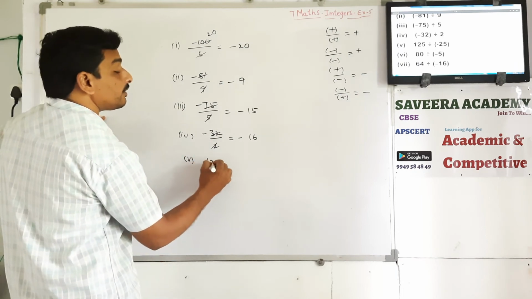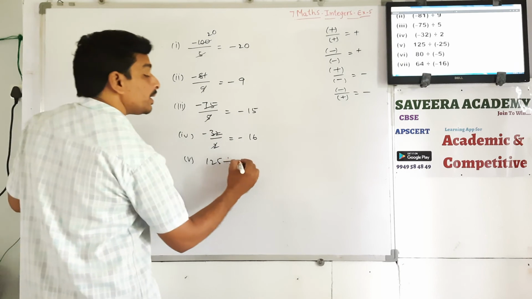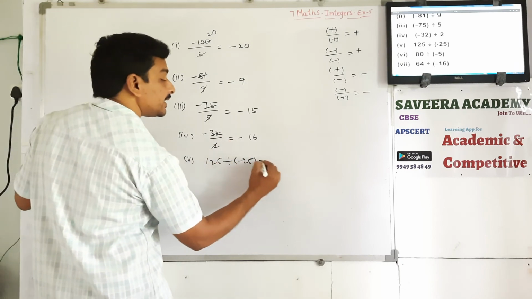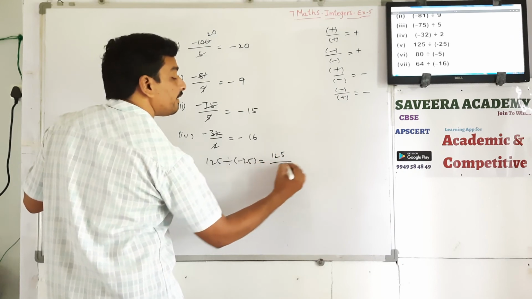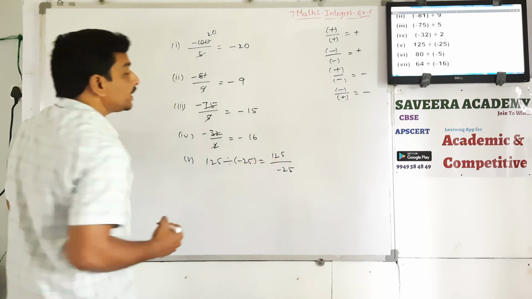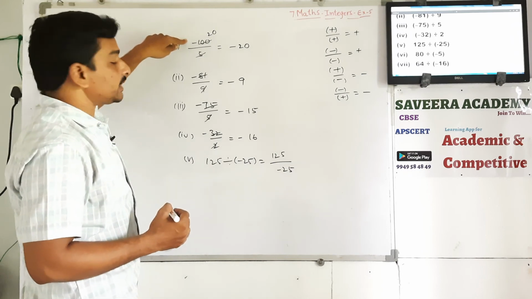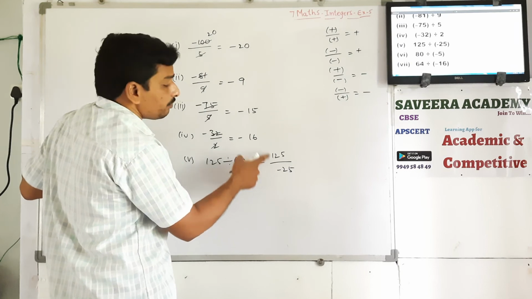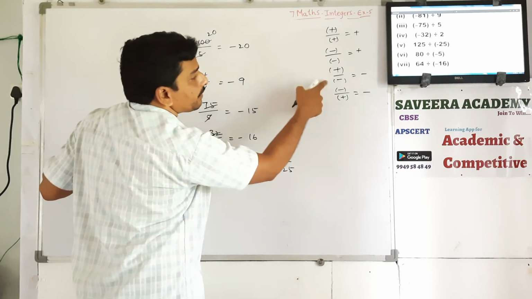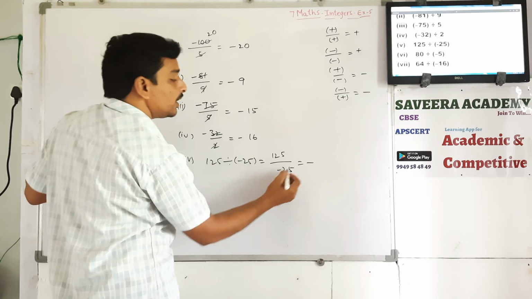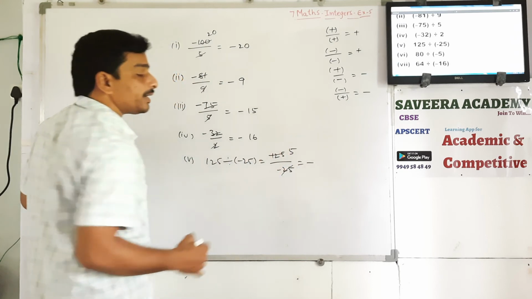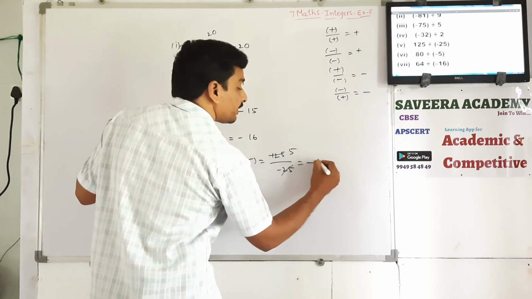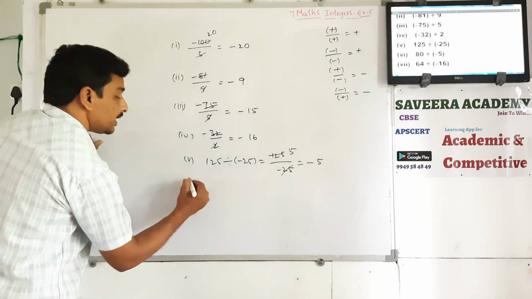Okay, next, fifth one. 125 divided by minus 25. Here see, in all the cases so far we have seen minus in the numerator. Here it is in the denominator. Plus divided by minus, you will get minus. So minus. How many times does it go? 5 times. 5 25s are 125. So minus 5 is the answer.